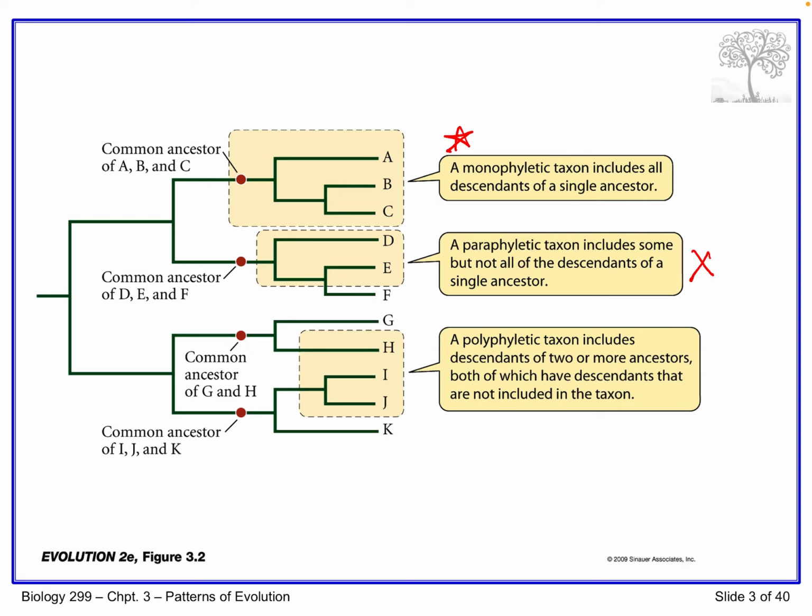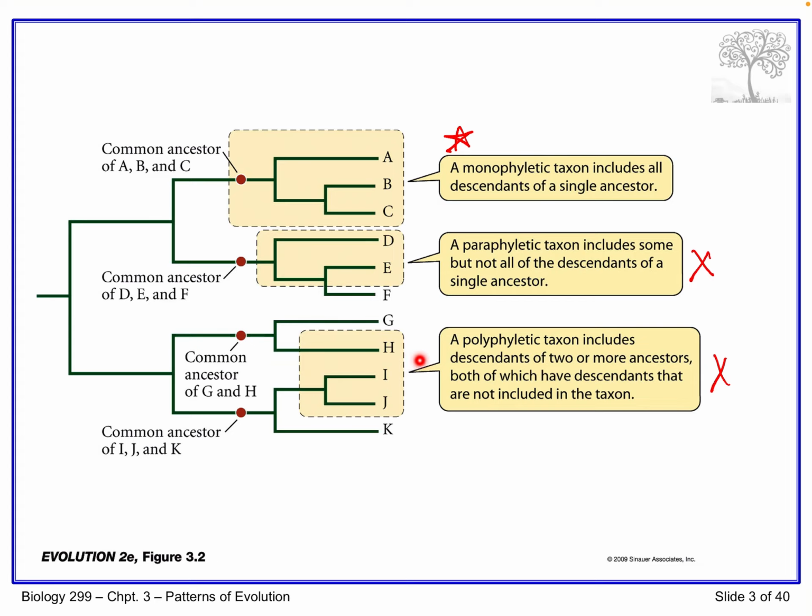All right, finally, polyphyletic. Again, also not what we want. This is a taxon that includes descendants of two or more ancestors, both of which have descendants that are not included in the taxon. So let's consider species H, I, and J a taxon, like a class or an order, let's say. Well, H has this more recent common ancestor, I and J share this common ancestor, and so that right there means that they're grouped together, but they have different common ancestors, and then why not include K and G, right? That makes no sense. So this is a polyphyletic.